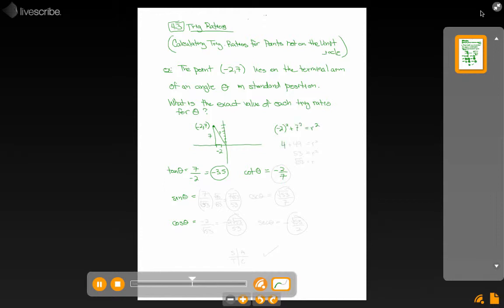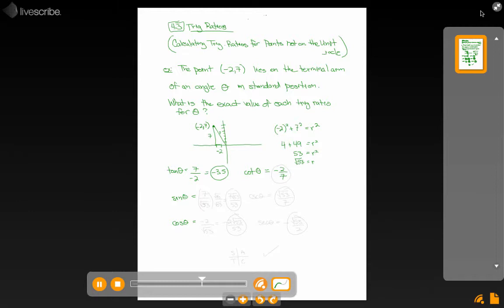So we have 4 plus 49 equals r squared. 53 equals r squared. So r equals the square root of 53. We don't need to worry about plus or minus the square root of 53 because r is always positive.